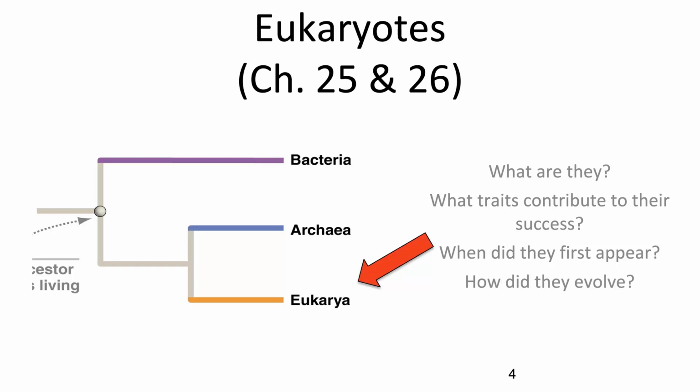Okay, so I'm going to pick up where we left off in chapters 25 and 26, talking about the eukaryotes. Specifically, in this group of lectures, we're going to be talking about what they are, what traits contribute to their success, when they first appeared in the geological history of Earth, and how they evolved. How did they arise? So remember, we're talking about this domain here, the eukaryotes.